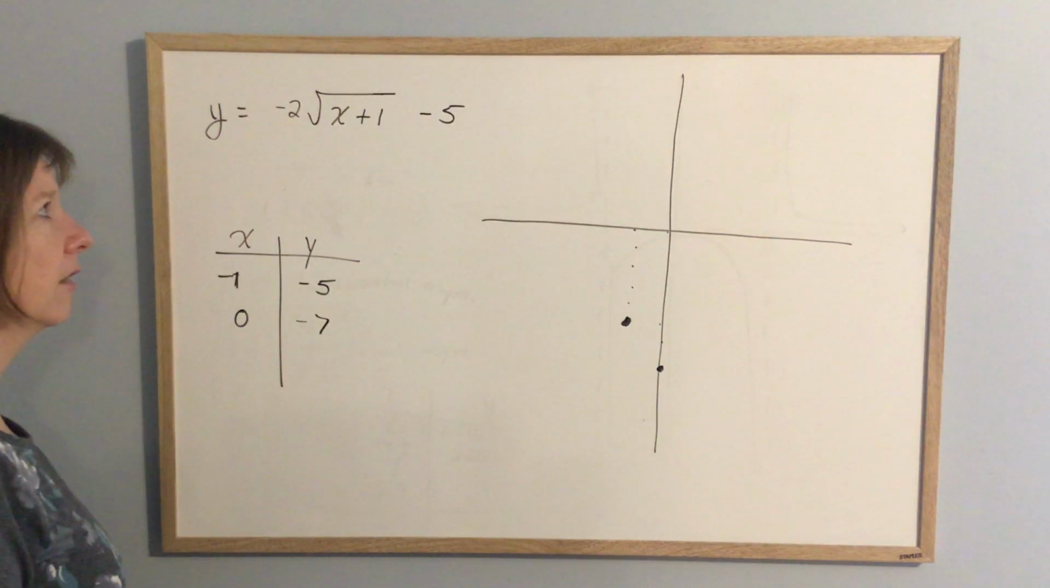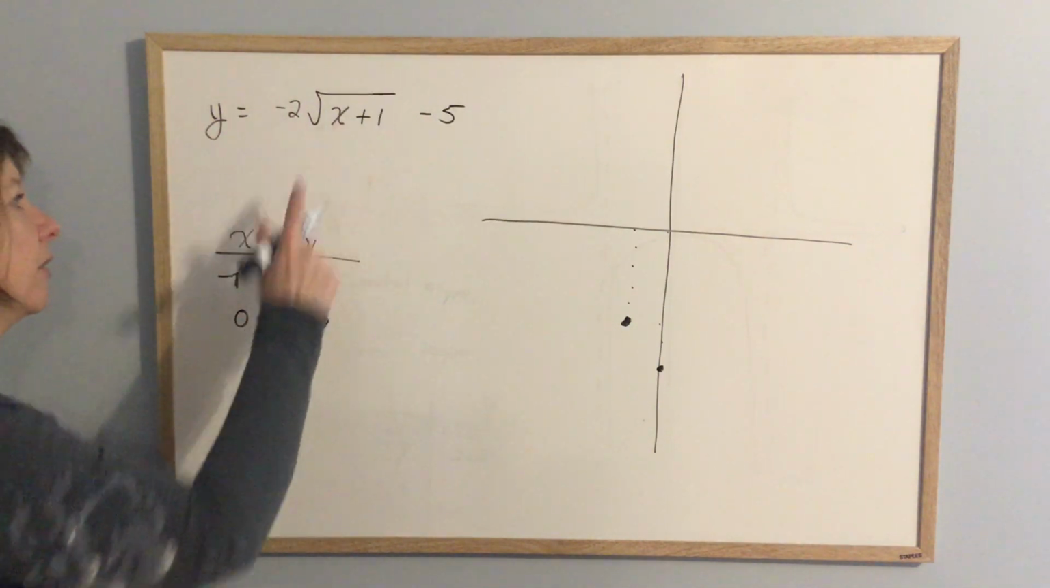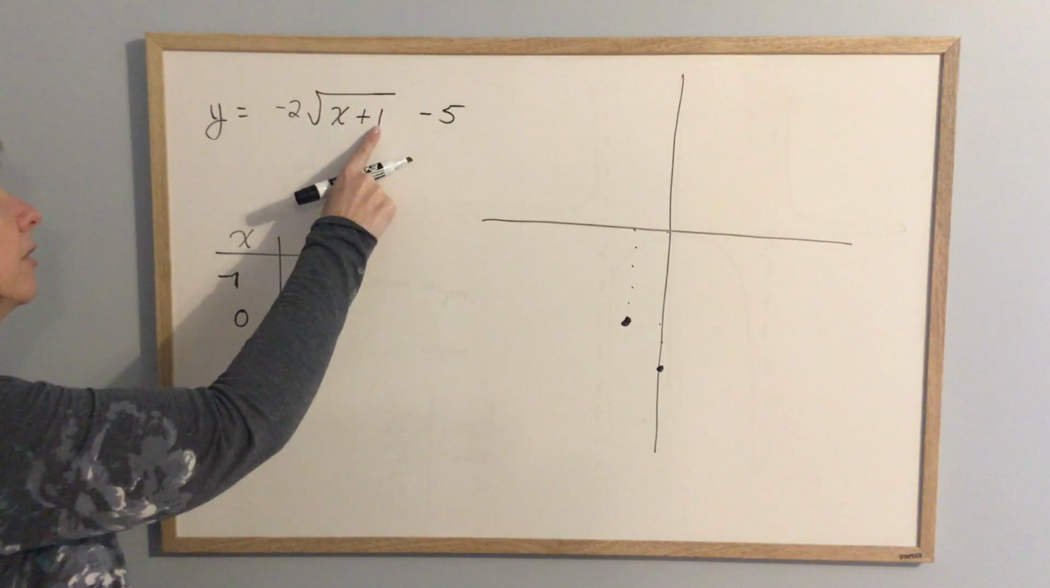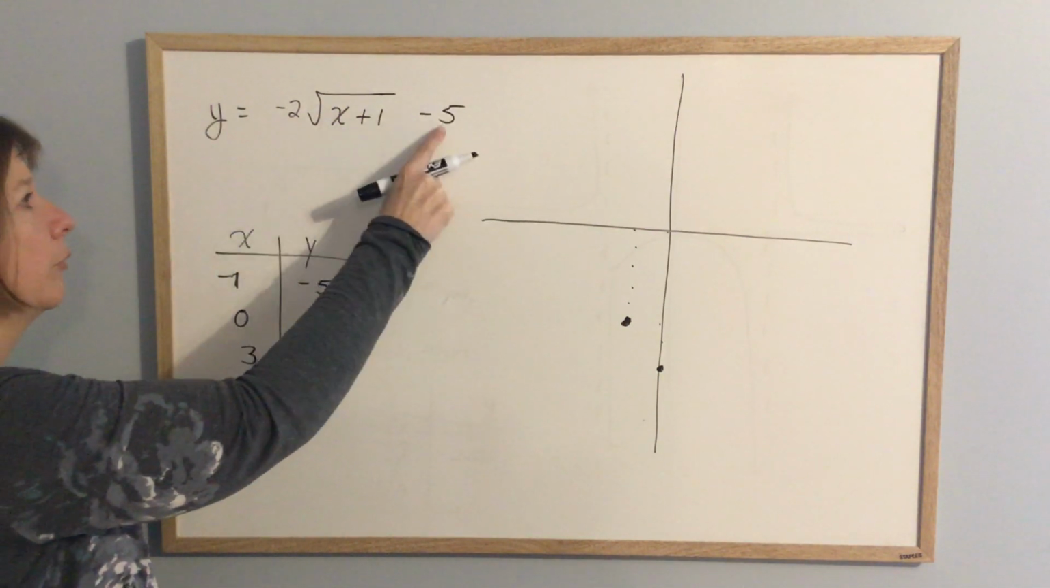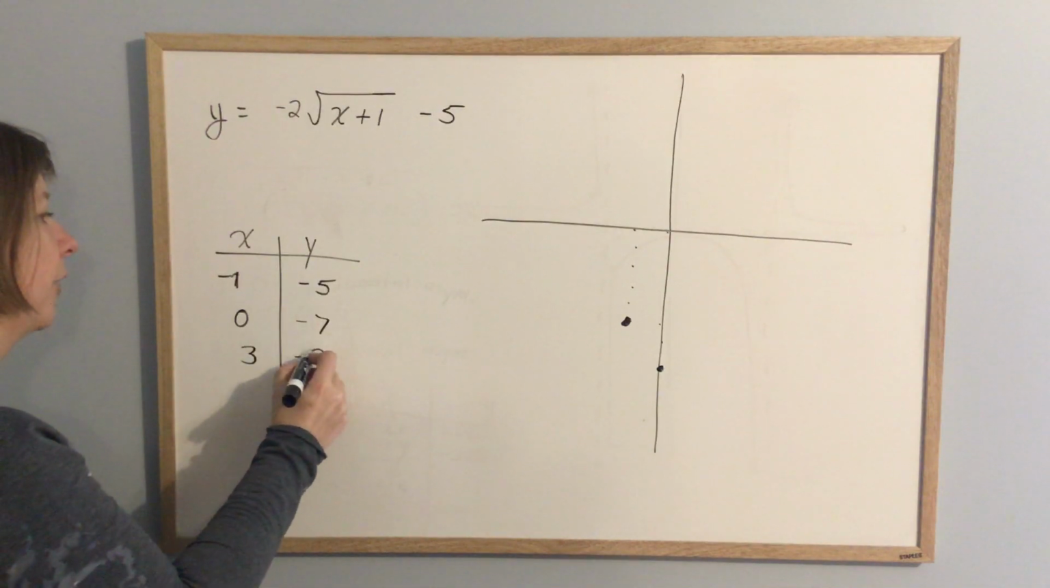The next thing that has a nice square root is 4, which means this would have to be 3. 3 plus 1 is 4. Square root of 4 is 2. 2 times -2 is -4. -4 minus 5 is -9.